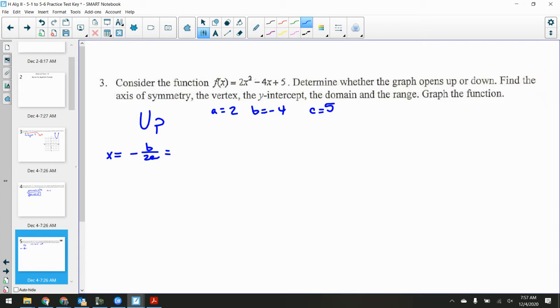+2, -4, +5. All right, so that gives me a positive, negative, and a negative, making a +4 on top over 2 times A, so 4. Okay, so 1 is my axis of symmetry. Actually, x equals 1, right? X equals 1.